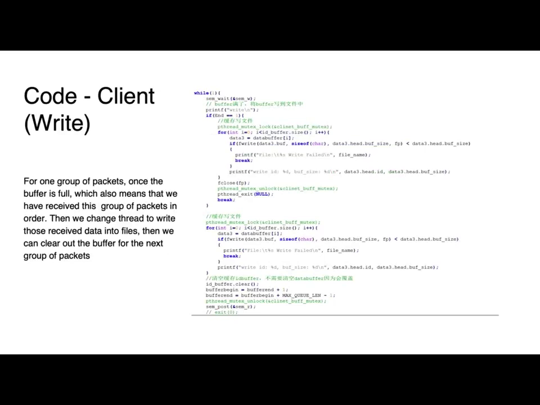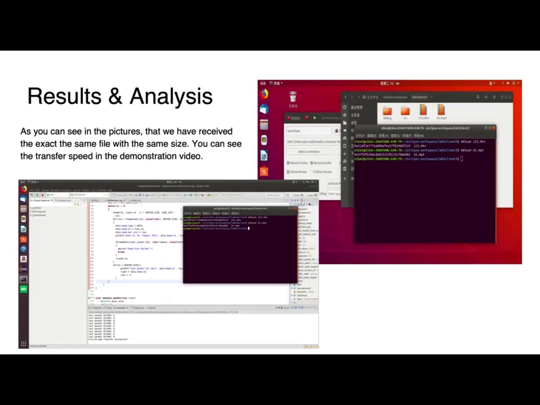For the client write function, for one group of packets, once the buffer is full, which also means that we have received the group of packets in order, we change the thread to write the received data into files. Then we can clear out the buffer to get ready for the next group of packets that will arrive later. Here we have two screenshots of our results. As you can see in the pictures, we have received the exact same file with the same size as the client requested. You can see the transfer speed in the demonstration video later.